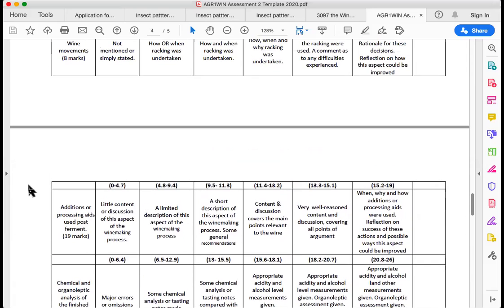So additions. Many of you came in early on and grabbed various things to add, either during the ferment or post fermentation. What effect do you think they had? Approximate the change in analytical parameters from that, and so on.